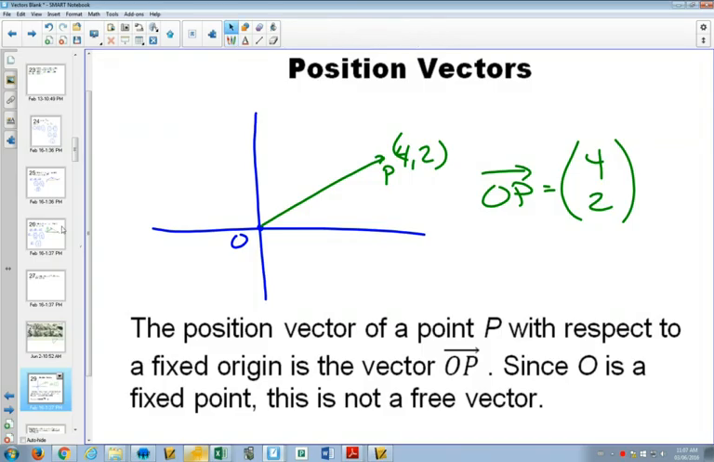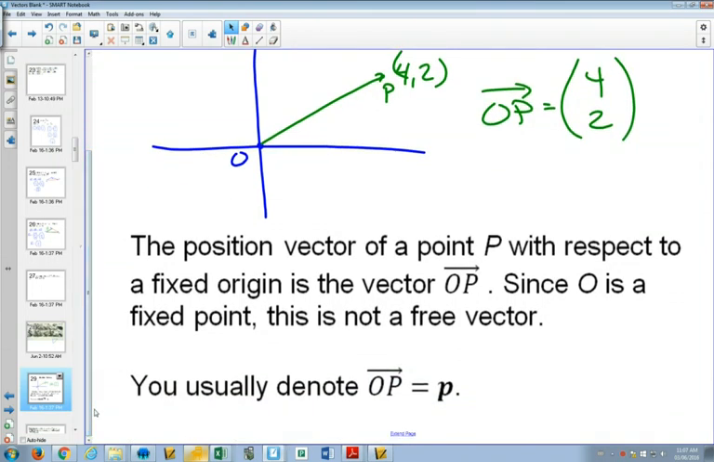And since your origin is a fixed point, this is not a vector that is just anywhere. It has a specific starting point and a specific ending point. So we usually denote it with just the vector P, or with whatever letter you're using. So the position vector OR, if your point was R, would be little case r.